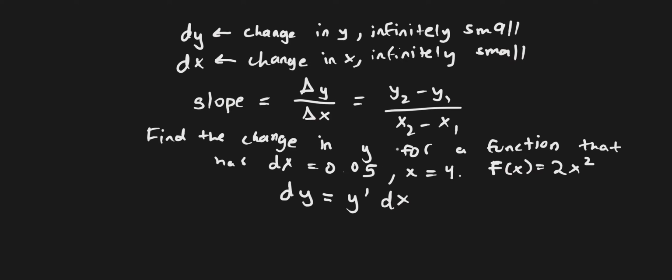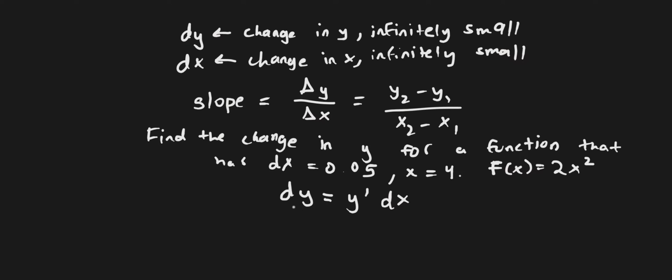So find dy for a function that has this dx, x equals 4, and f(x) equals 2x squared. So from x equals 4, we're looking at 4.05, and then the change in y. We could have obviously just plugged 4 in and found the y, and then plugged 4.05 in and found the y, and then taken the difference between the two. But that's obviously going to take a little bit more time, so we can use the differential equation as well.